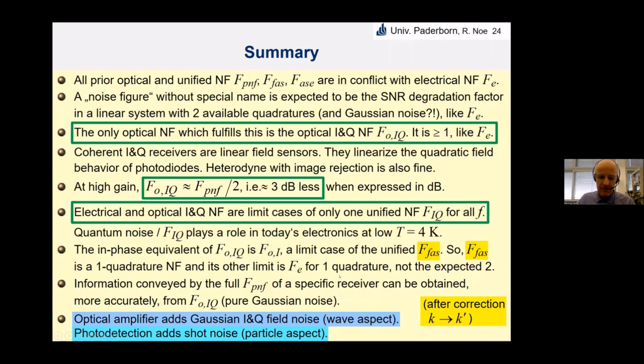That's all I have to say. The optical amplifier adds Gaussian in-phase and quadrature field noise, that's the wave aspect, and the photo detection adds shot noise, which is the particle aspect.